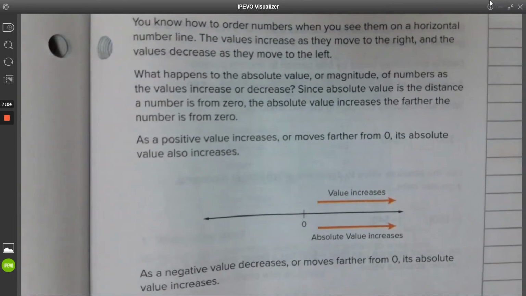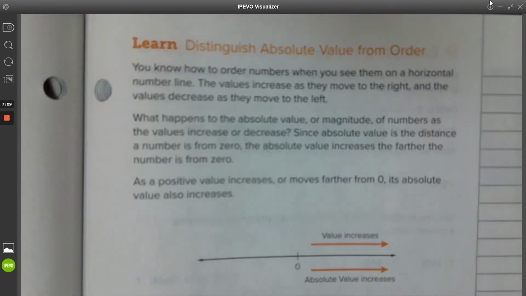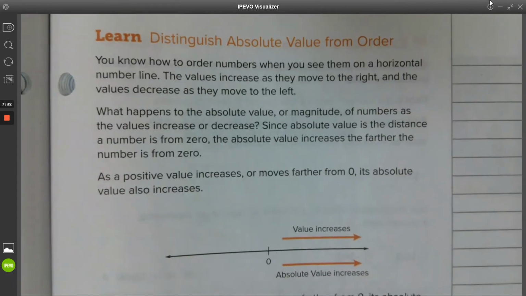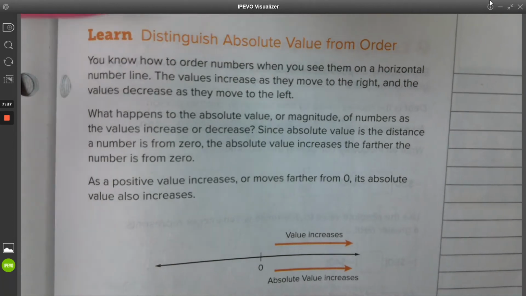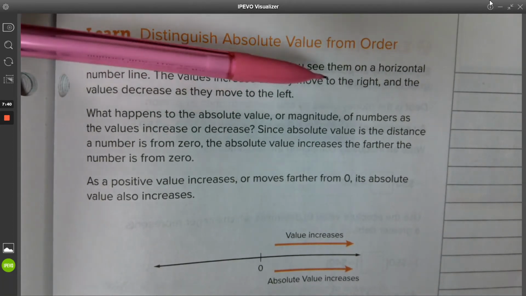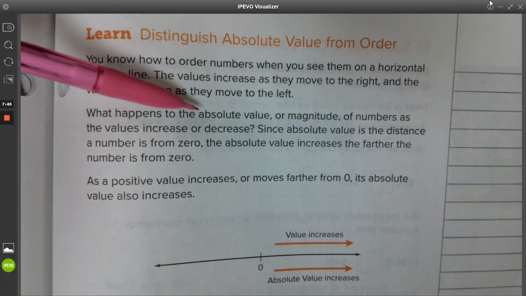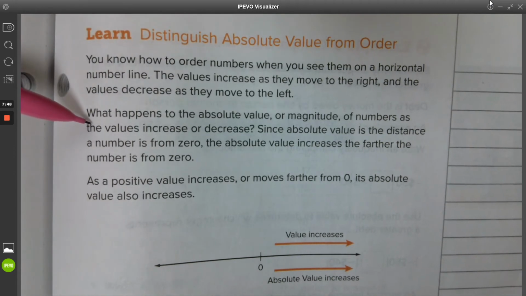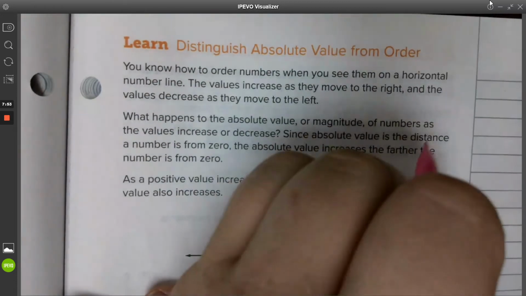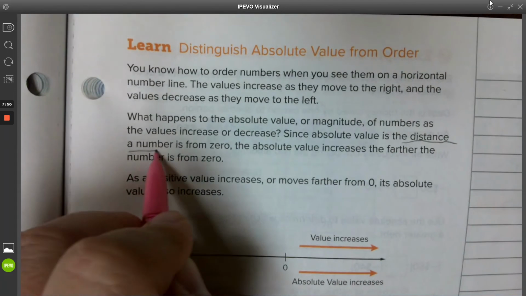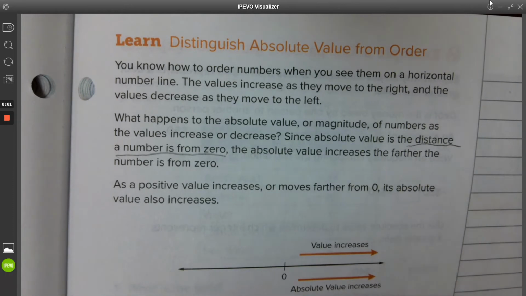All right. Moving on to our Learn page. Distinguishing absolute value from order, which is on page 209. So we now know how to order numbers when you see them on a horizontal number line. The values increase as they move to the right, and the values decrease as they move to the left. What happens to the absolute value or magnitude of numbers as the values increase or decrease? Since absolute value is the distance a number is from 0, the absolute value increases the farther the number is from 0.